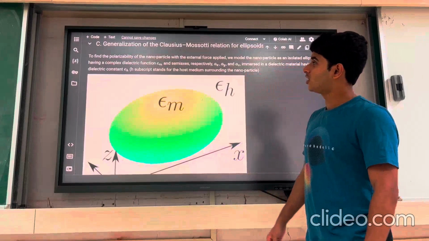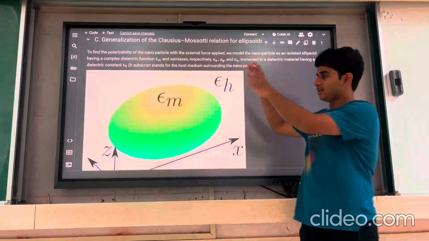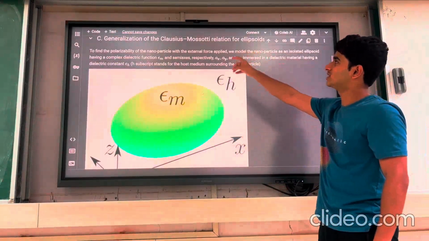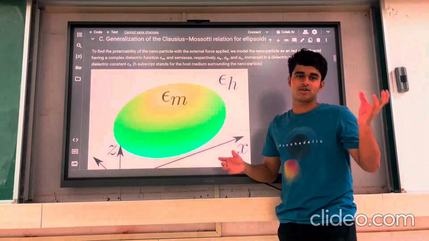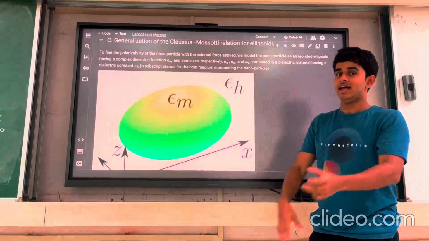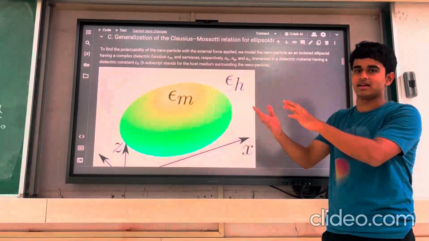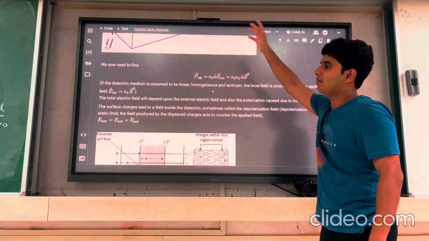We now move on to find the polarizability of the nanoparticle. And in doing all the math, we come across relations called the Clausius-Mossotti relations. This basically relates the microscopic properties, the polarizations of individual nanoparticles, and the macroscopic bulk properties like the dielectric constant of a material. So those are the Clausius-Mossotti relations, and we're going to get there.